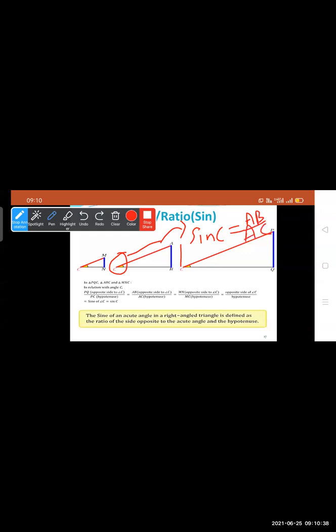So remember this: the sine function is the ratio of the opposite side, called the perpendicular side, to the hypotenuse.